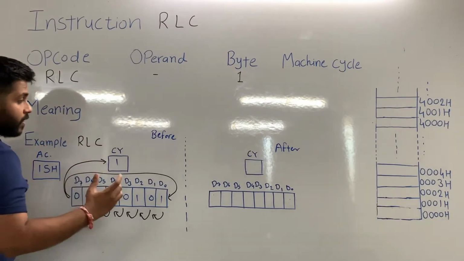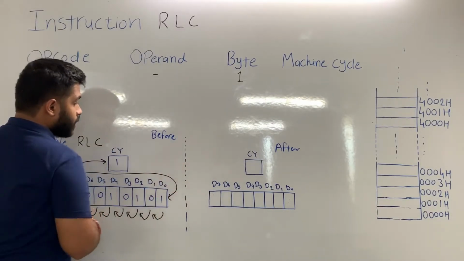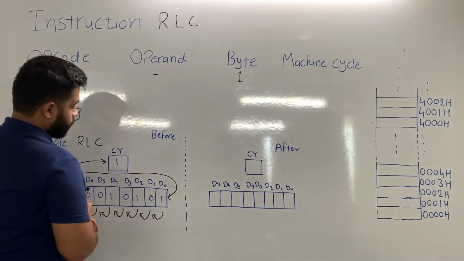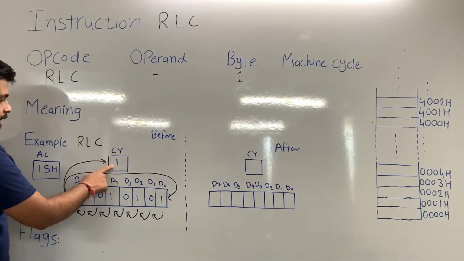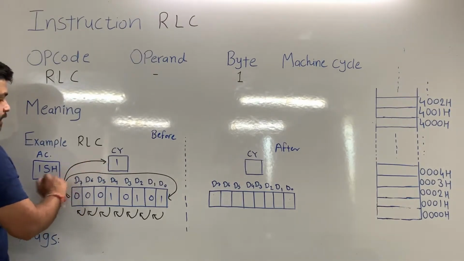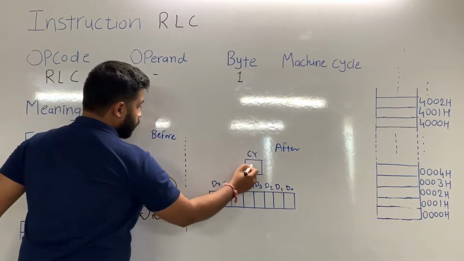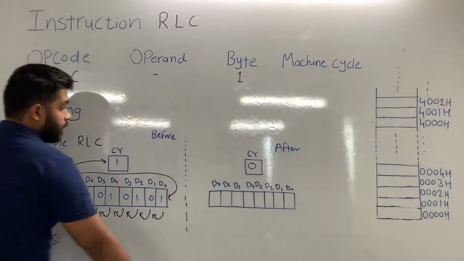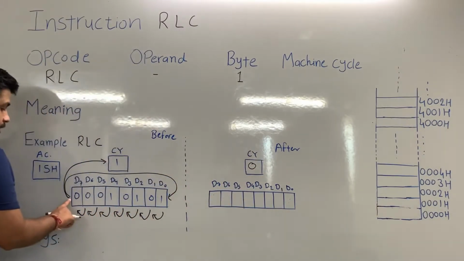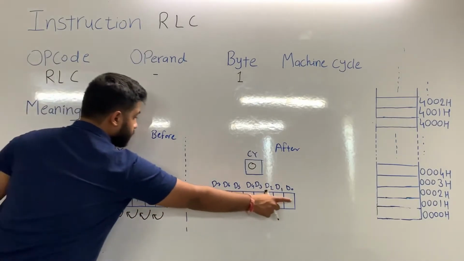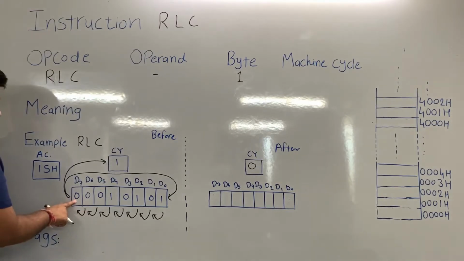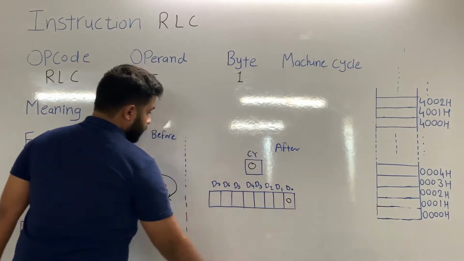Now can you tell me what will be the content of accumulator after the execution? And what will be the content of carry flag? You can see that in the carry the value is shifted from D7. So in the carry 0 will be present. In D0 the D7 is shifted to D0. So what will be the value in D0? In D0, 0 will be present.